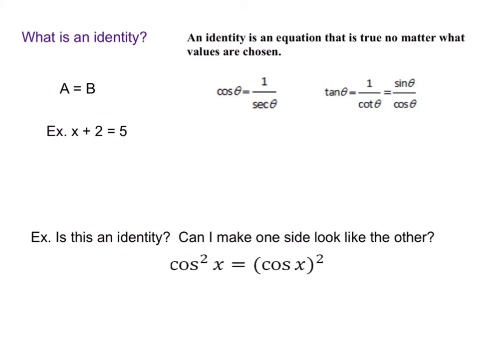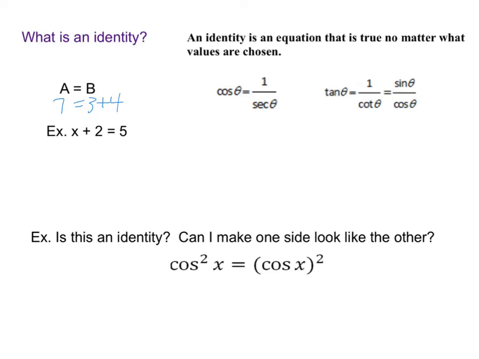So before we begin, we need to talk about what is an identity. And I've written a definition here. A math identity is an equation that's true no matter what values are chosen. For instance, here I've written A equals B. And we've used the idea of an identity that A and B are the equivalent of each other. So 7 equals 7, or 7 equals 3 plus 4, right? So those are equivalent statements, and you could substitute one for the other.